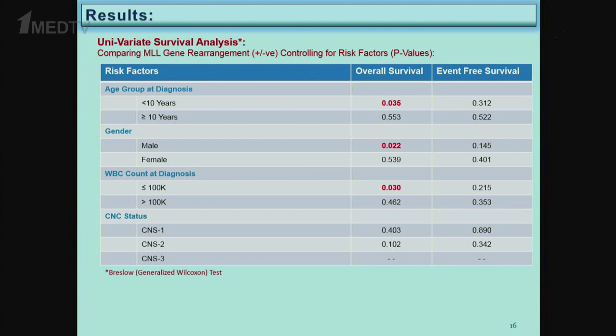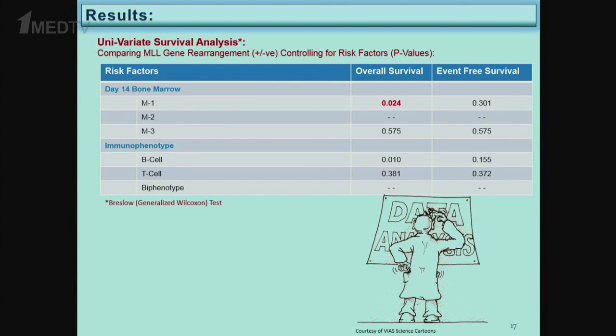When we compare MLL rearrangement positive versus negative, controlling for risk factors, as we control the age, we found the younger group has worse prognosis than the older age, like patients who are less than 10 years are worse than patients who are more than 10 years. For gender, male is also the same, and the CNS status did not make any difference. Day 14 bone marrow, of course, if we have M1, it was significant, but it was not significant for the other groups, M2 and M3. And B cell was a significant factor, versus T cell, which was not significant between the two groups.